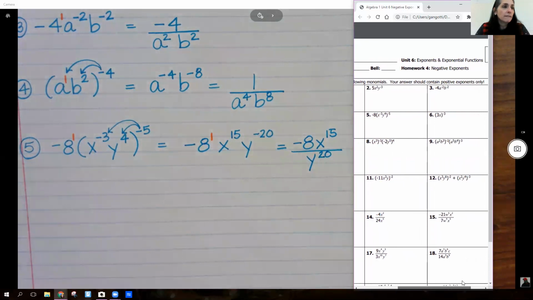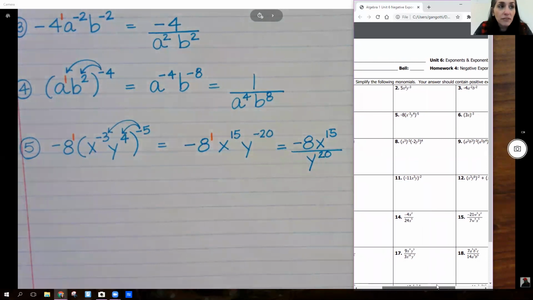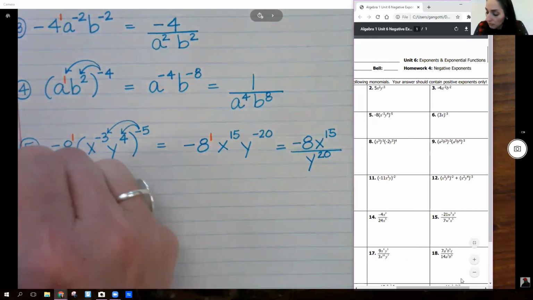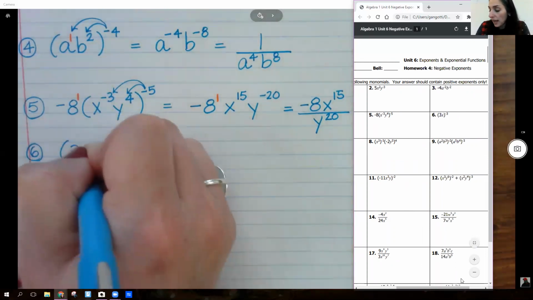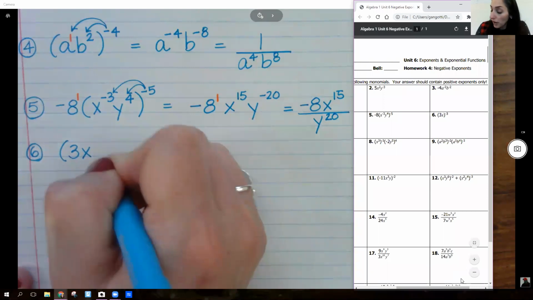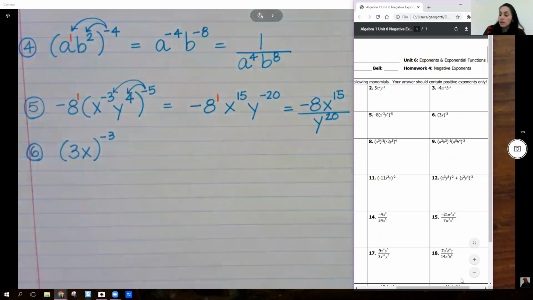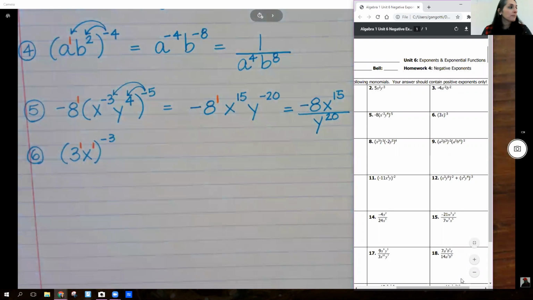All right. I'm going to do number 6 with you, and then I'm going to jump down to number 12. So number 6. For number 6, you have 3x raised to the -3rd power, like that. So as long as you're organized and patient with yourself, put the little 1 right there, put the 1 with the x, keep it easy.